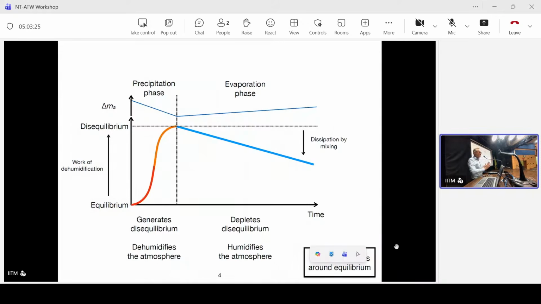We talked about, when you evaporate water from the surface, right at the surface, your air is probably saturated, but then you mix it with unsaturated air. And just like when you mix hot and cold, also the mixing of saturated air with unsaturated air increases the entropy and brings the air closer back to equilibrium. So you have this one phase where by precipitation you have this generation of disequilibrium by dehumidification of the atmosphere, and then you have this depletion of disequilibrium by the humidification of the atmosphere during evaporation.